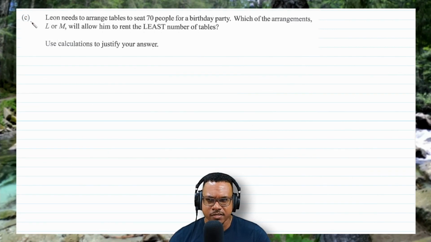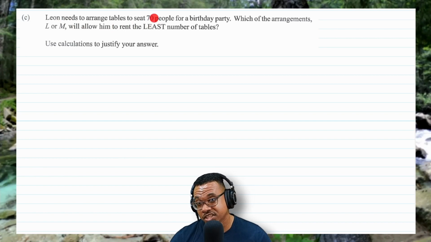Now for part C of this question, we have Leon needs to arrange tables to seat 70 people. So that means he needs 70 chairs for a birthday party. Which of the arrangements, L or M, will allow him to rent the least number of tables? Use calculations to justify your answer.